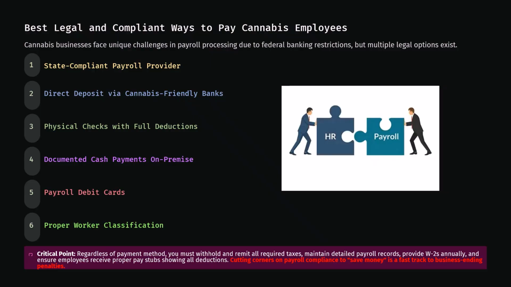If you make on-premise cash payments, you better have full documentation. Sometimes you're stuck with cash, that's reality, but that doesn't mean you're off the hook. You still need time cards or clock in, clock out logs, pay stubs showing gross pay, taxes, and net, employee signatures or receipts confirming payment, and please do not pay under the table. The IRS calls that constructive fraud.